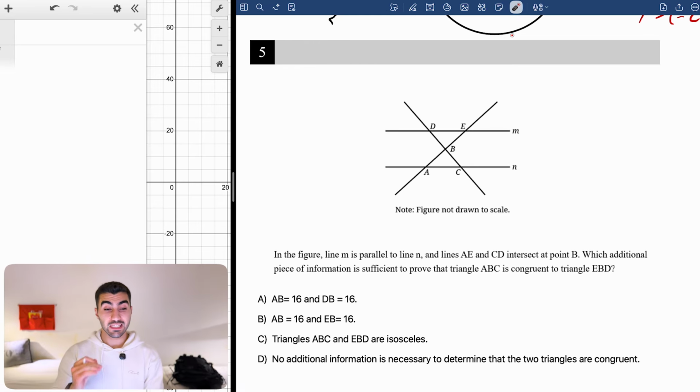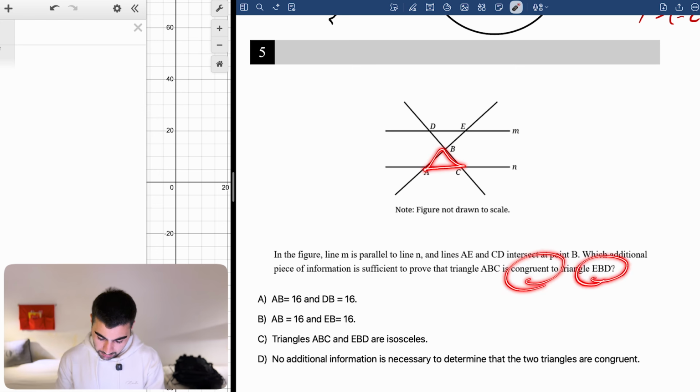All right, next question is a question that you might see at the end of the second module. In this question, it's asking us, in the figure, lines M and N are parallel, and lines AE and CD intersect at the point B. So AE and CD, they are intersecting at this point B. Which additional piece of information is sufficient to prove that the triangle ABC, this triangle, is congruent to this triangle EBD, this one? So we want to see which one of these satisfies that these two triangles are going to be congruent.